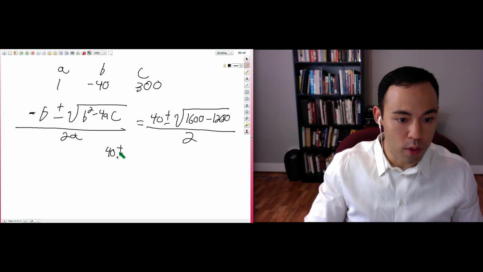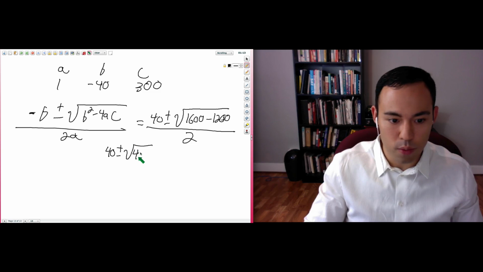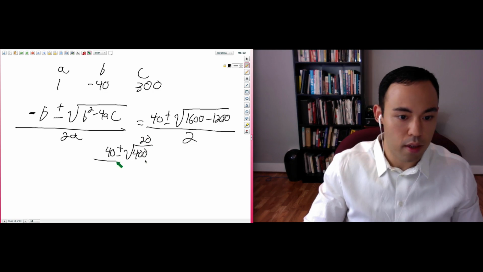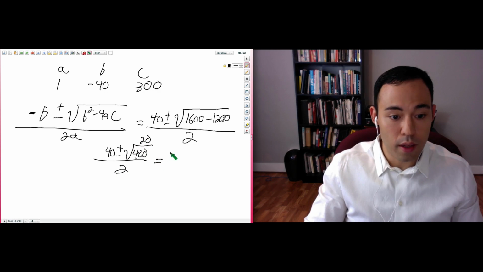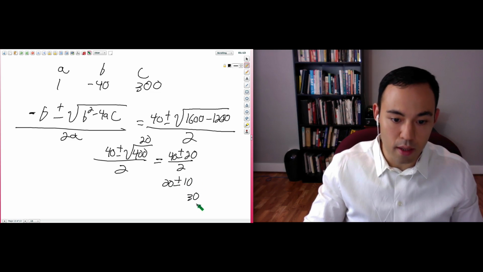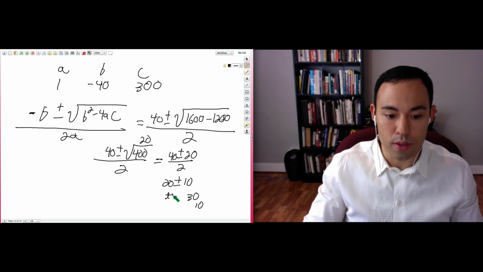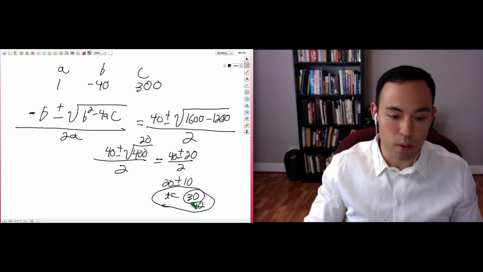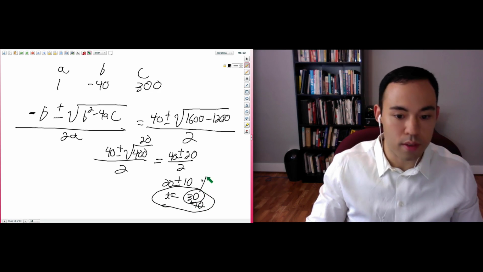So we want to have 40 plus or minus the square root of 400, which is 20, all over 2. And then we got 40 plus or minus 20 all over 2, which is the same as 20 plus or minus 10. 20 plus 10 is 30. 20 minus 10 is 10. And so these are your two time values. 10 they already gave you, and so it's going to be 30, answer choice B.